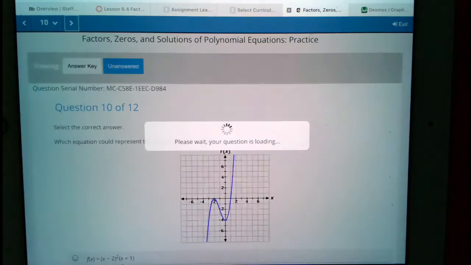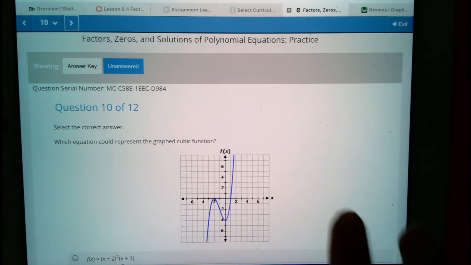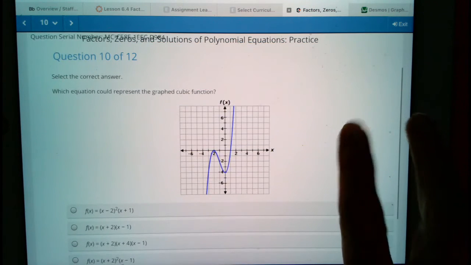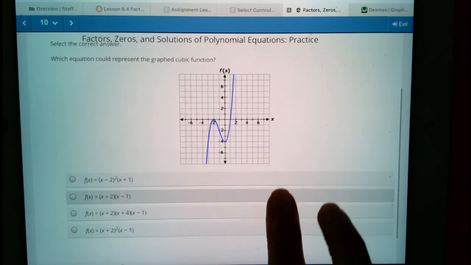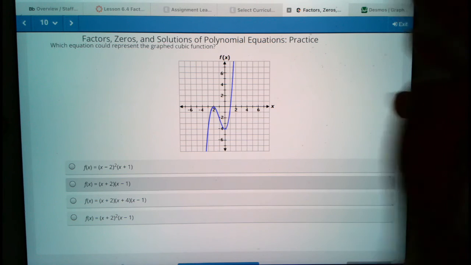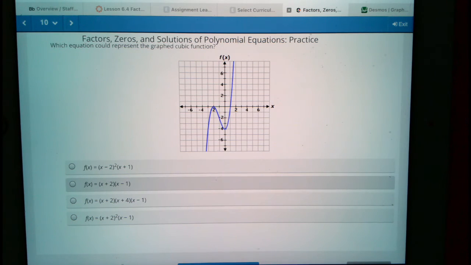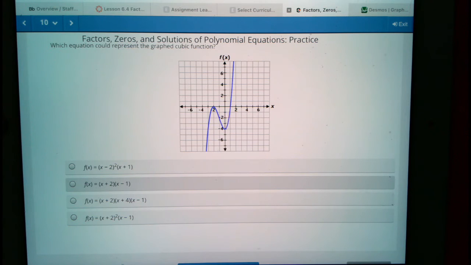If we take a look at the next problem here, again, I can't stress Desmos any more than I have. Which equation could represent the graph of the function? Again, the list that I have down here might be in a different order than what you have, but it's just a matter of typing them into Desmos. As I look at this picture, what I'm seeing here is that we have a root at -2, and we have a root at 1. Roots are also called zeros of the function.